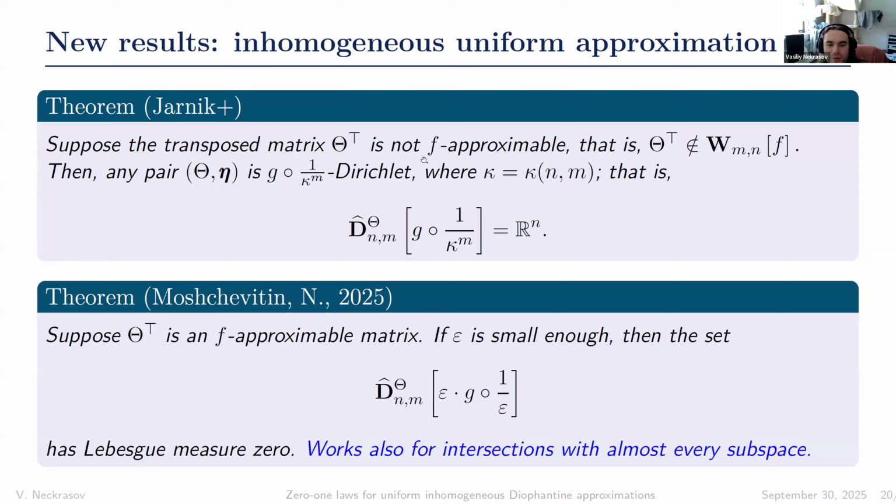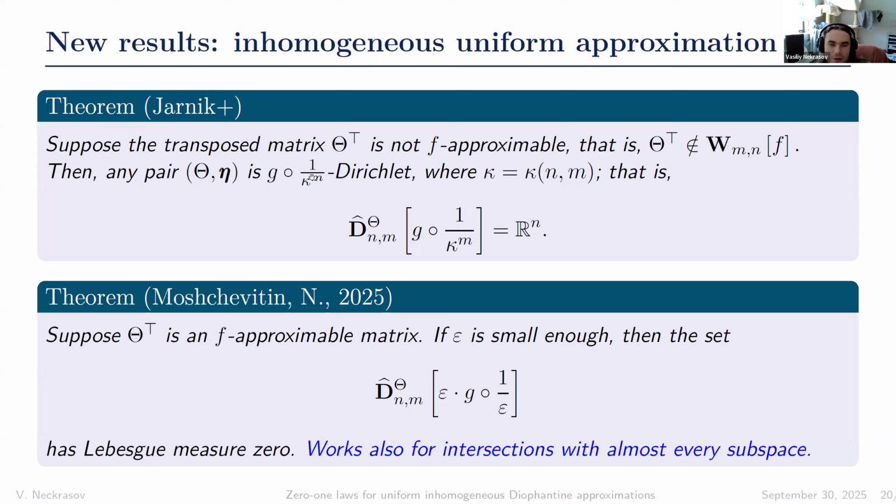So I'm also not talking about this here, but if you have a matrix theta transposed, you can construct in a way the best function that this matrix is approximable by, or the worst function that this matrix is not approximable by. In particular, it means that if you multiply it by any constant smaller than 1, this matrix stops being approximable with this function, but not only that. And this is the so-called irrationality measure function of this matrix.